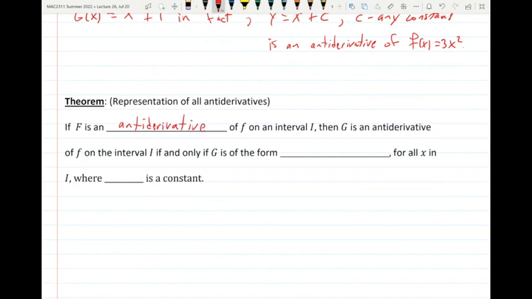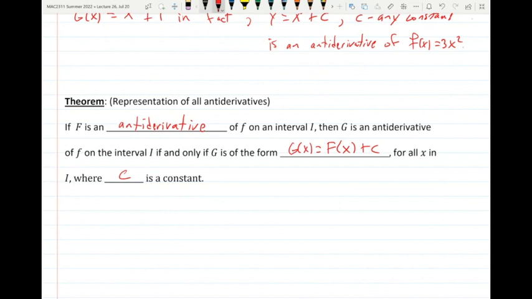of little f on an interval I, then g is an antiderivative of f on I if and only if g is of the form g of x equals capital F plus c for all x in I, where c is a constant. So what this is basically telling us is that if you want to find all antiderivatives of a function, all you need to do is figure out one, whatever way you can, and then you just do plus c, and you're going to have everybody in there. Okay? You're not going to be missing any other.